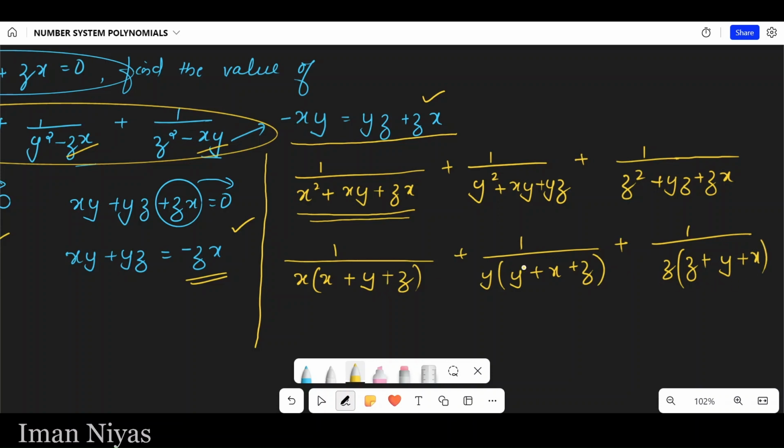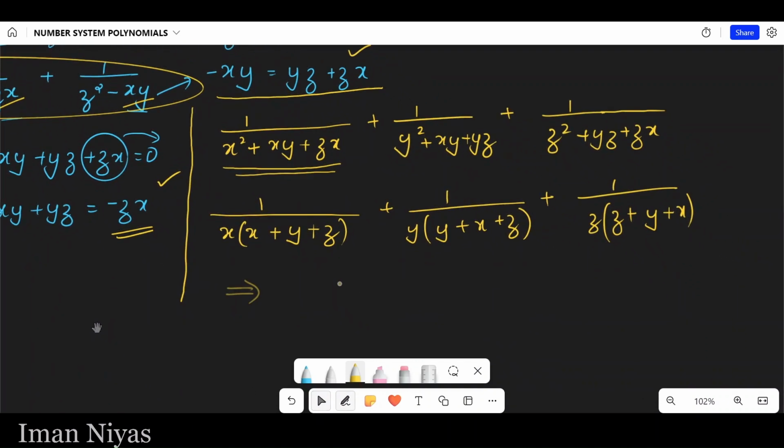If you check inside the bracket of the denominator, you can see that everywhere it is x plus y plus z, right? I'm going to take this x plus y plus z as common outside the bracket. So I'm taking 1 by x plus y plus z as common for all these three terms. So what will be inside the bracket? Inside the bracket there will be 1 by x plus 1 by y plus 1 by z.